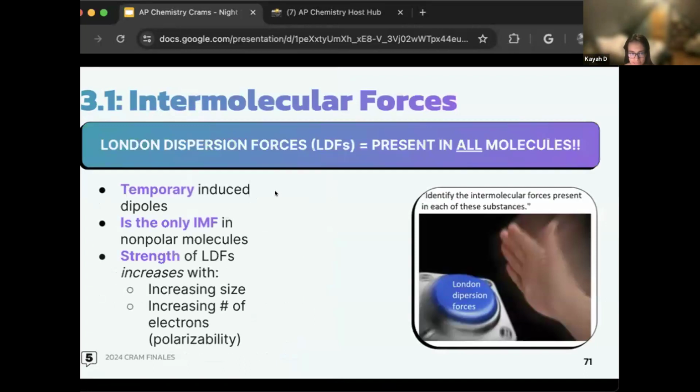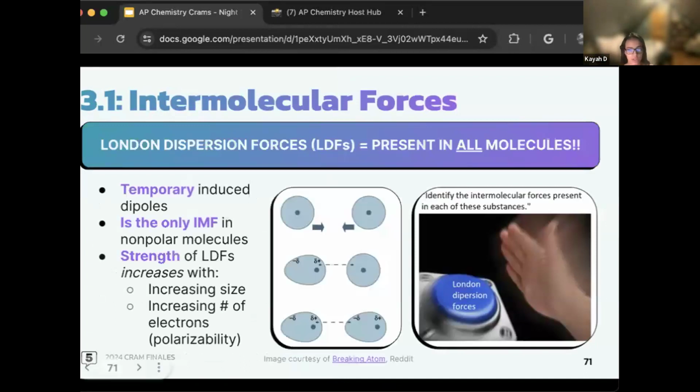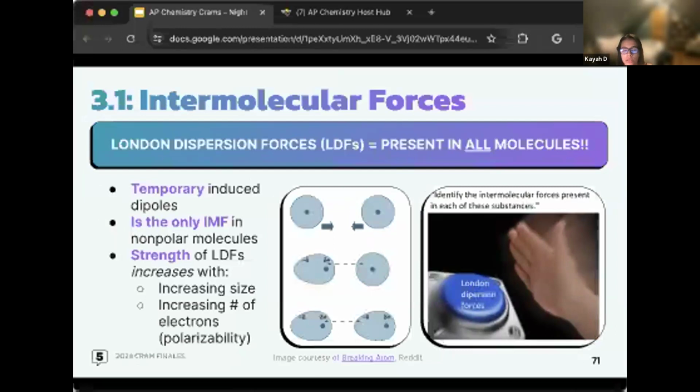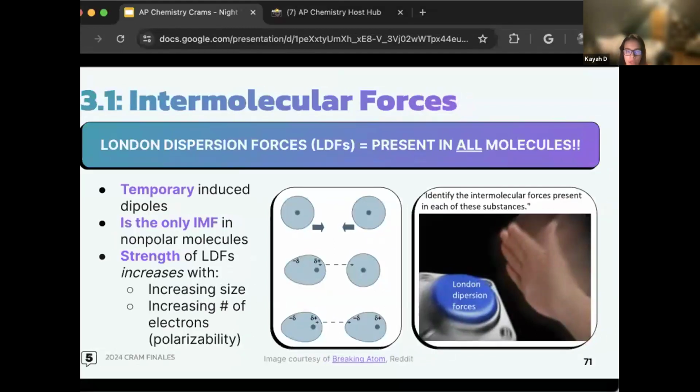So, like I said before, if they ever ask you what is present in all molecules, London dispersion forces, okay? But remember that these are also the weakest ones, and that's because London dispersion forces exist because of temporarily induced dipoles. So like you see in this little diagram in the center, you have these blue blobs, and these pretty much represent your different molecules, right?